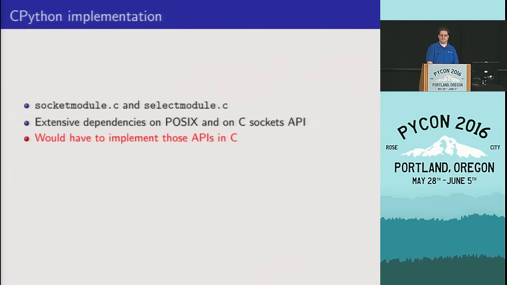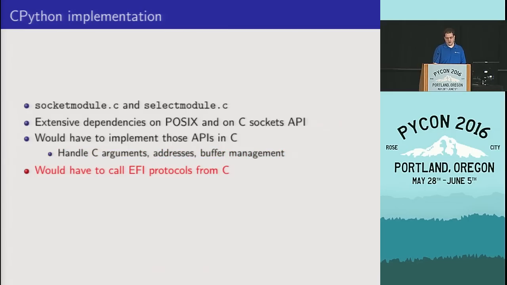So this isn't a very appealing proposition, especially because not only would we have to handle C arguments, C addresses, C buffer management, struct sockaddr, but we'd also have to call EFI protocols from C, which we're actually not doing anywhere else in our code. We've written all of that in Python. So what we've done instead is, or we could call back from C into Python from that module every time we want to do one of these operations, which is a lot of ugly glue we don't want to write.